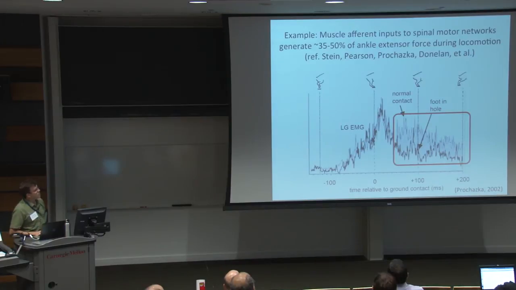Here's a nice example drawn somewhat at random from the locomotion literature. There's a number of authors that have shown this same point, including Max Donilon, who's in the audience, that sensory feedback from muscle afferents plays a dominant role in regulating the ongoing motor output from muscles. So it's clear in the case of locomotion that without sensory feedback, motor output would be inadequate.